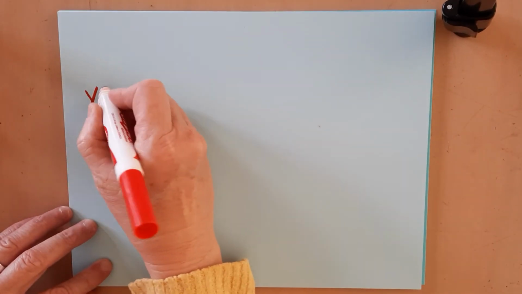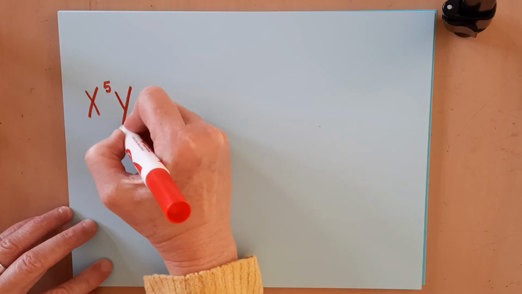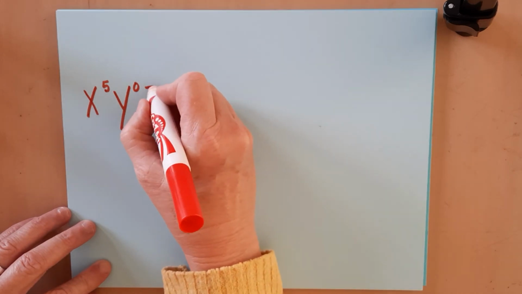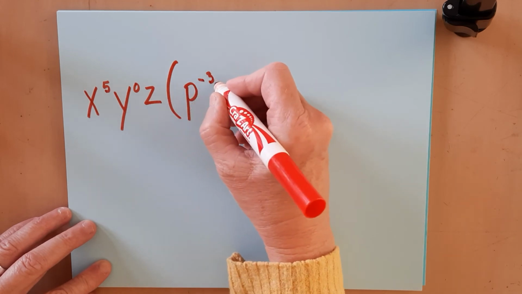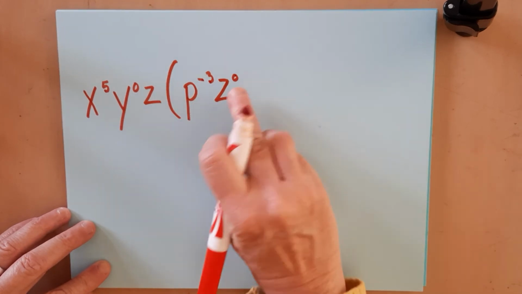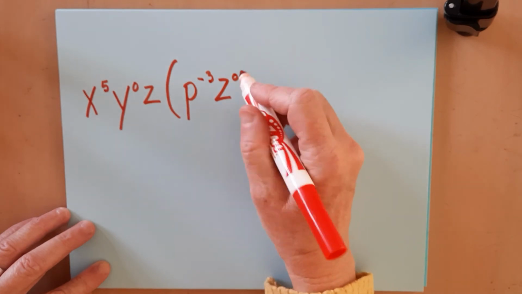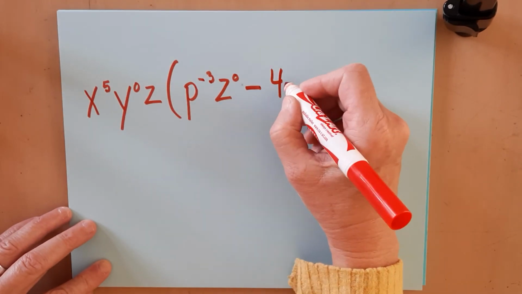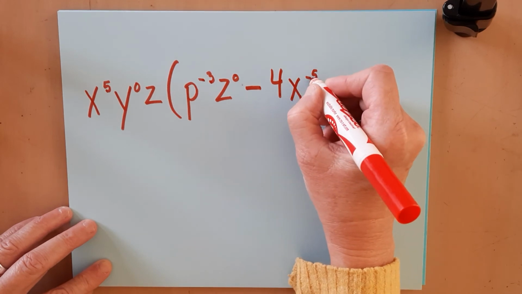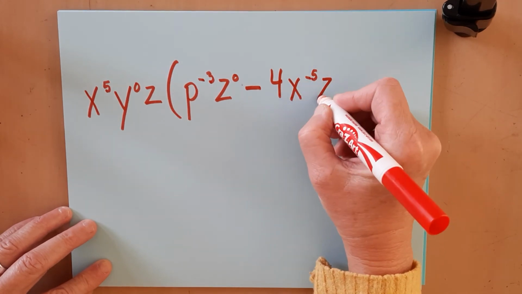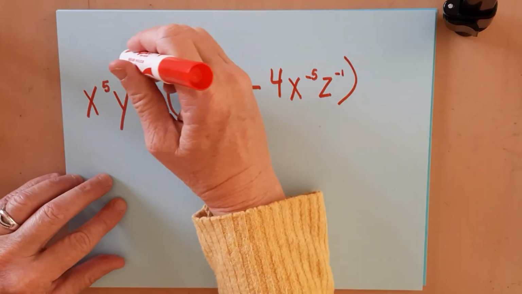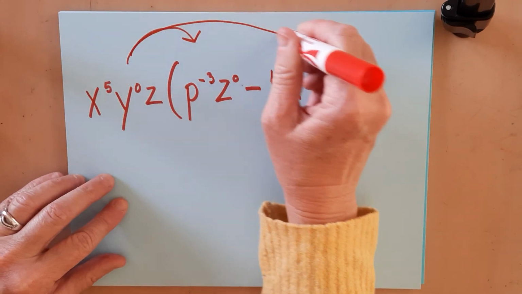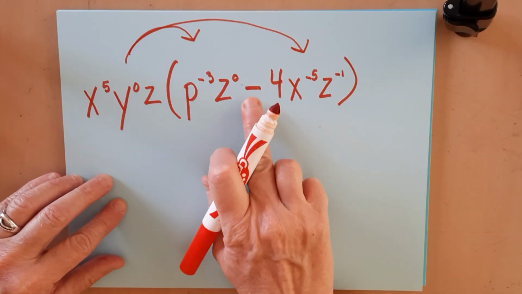We're going to do one more that has the distributive property in it, because I want to make sure that you're watching the signs like we talked about in class. So we're going to take this and multiply it by p to the negative third, z to the 0, which if you remember, anything to the 0th power is just 1. Subtract it from 4 times x to the negative 5 and z to the negative 1. The distributive property tells us that we multiply this times this, and we watch this negative sign.